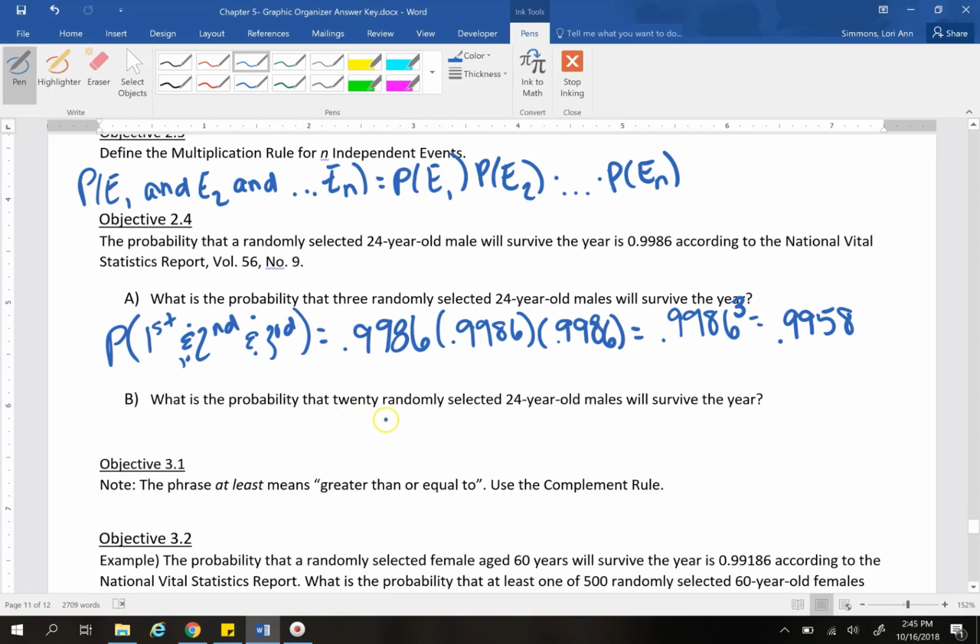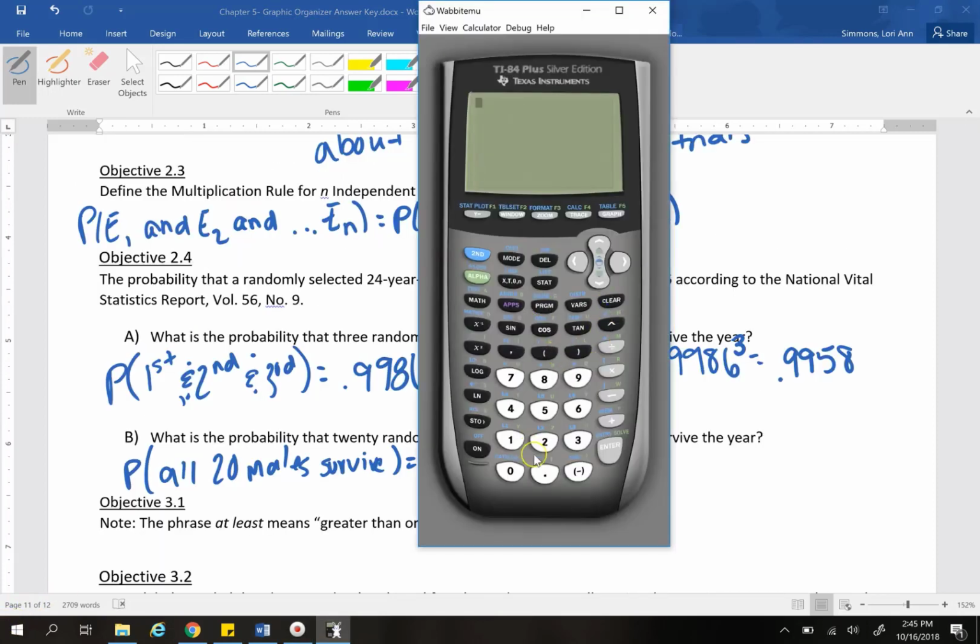What is the probability that 20 randomly selected males age 24 will survive? So we want the probability all 20 males survive. So we're going to take 0.9986. Instead of writing this out 20 times, I'm just going to raise it to the 20th power. Let me show you how to do this on the calculator. This little button here is called the caret key. And you do to the 20th. So 0.9724.